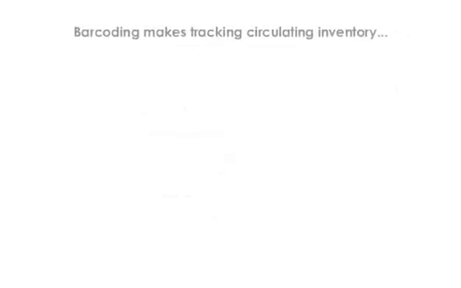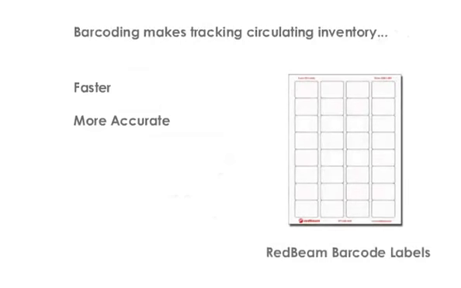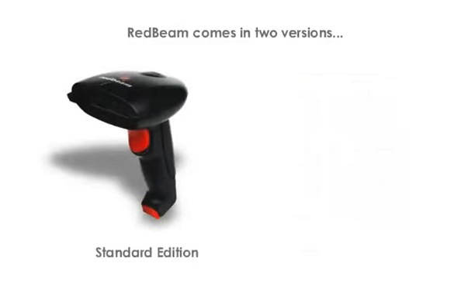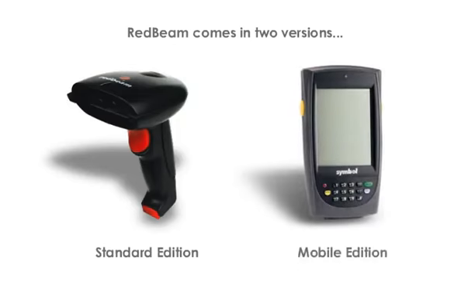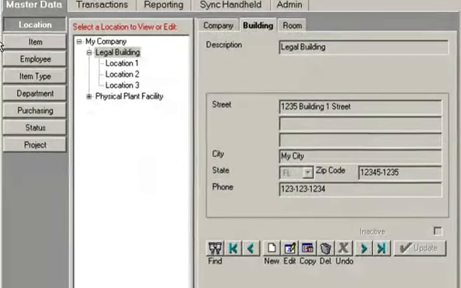Barcoding makes tracking circulating inventory faster and more accurate. All RedBeam software packages come with barcode labels that can be printed on your standard laser printer. RedBeam Check-In Checkout software comes in two versions. With the standard edition, you can use a cabled barcode scanner to check items in and out at your PC workstation. With a mobile edition, you can use a mobile barcode scanner to check items in and out wherever they are found. Getting started with RedBeam is easy.